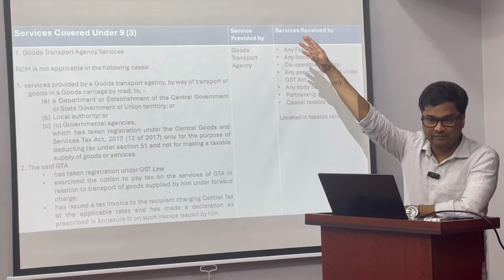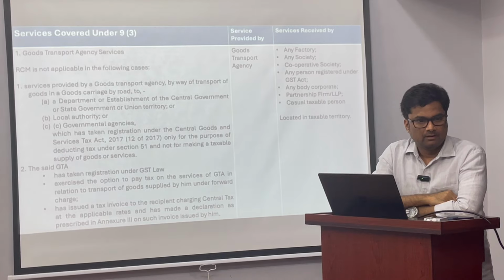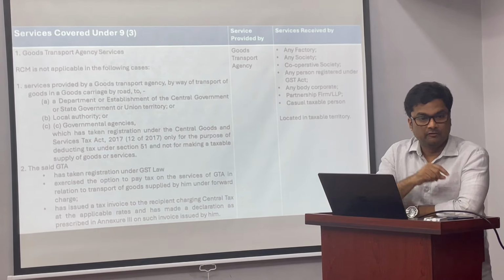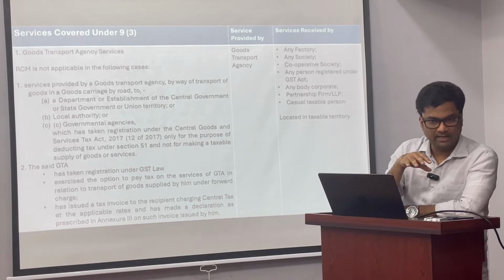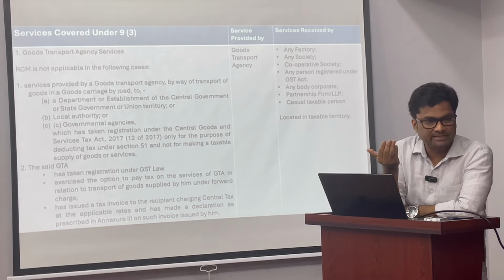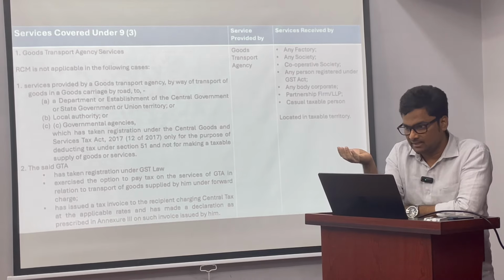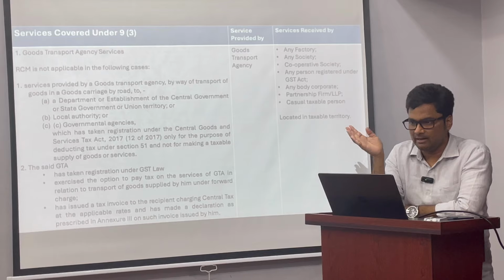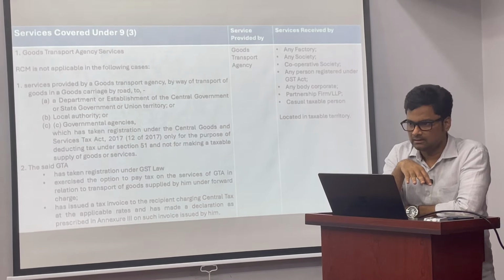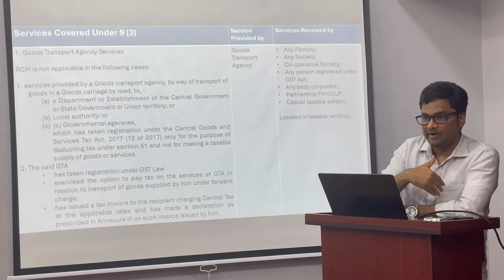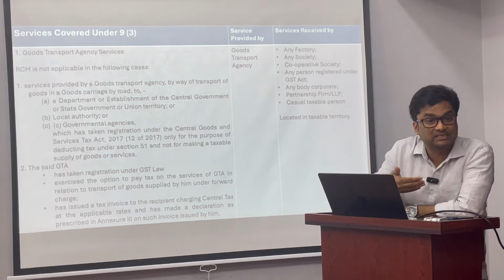There is one section 51 where, if you as a non-government entity provide any services to a public sector undertaking or supply any goods to a public sector undertaking, then they have to pay you the consideration, right? While paying, they have to deduct tax at source, GST TDS.